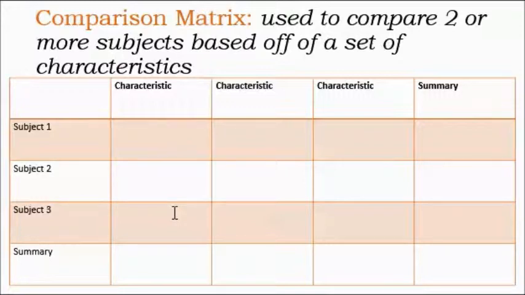For my comparison matrices, when I use them with my 11th graders, I also like to add a summary on the end column in the bottom row, and that really helps the students to synthesize the information that they're learning. So across this row, you would summarize what this subject looks like across characteristics, and on this column, you would summarize what this characteristic looks like in each of these three subject areas.